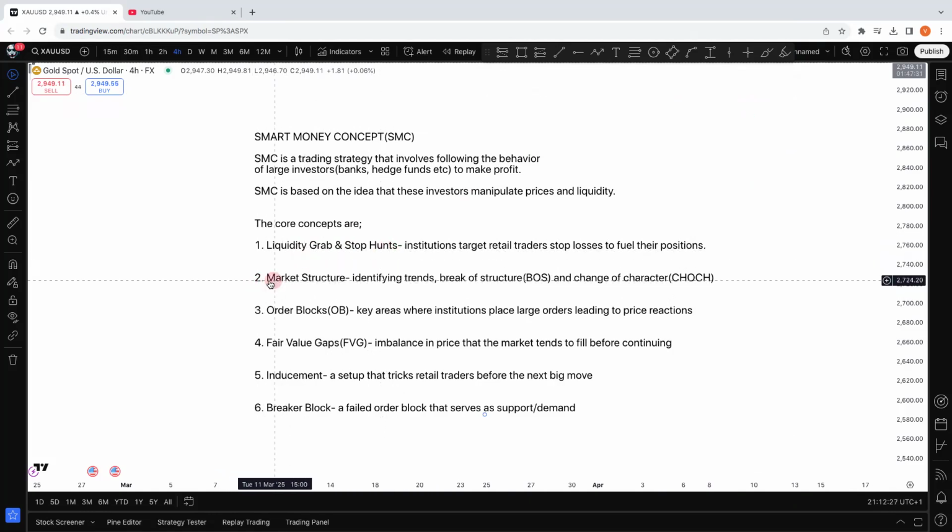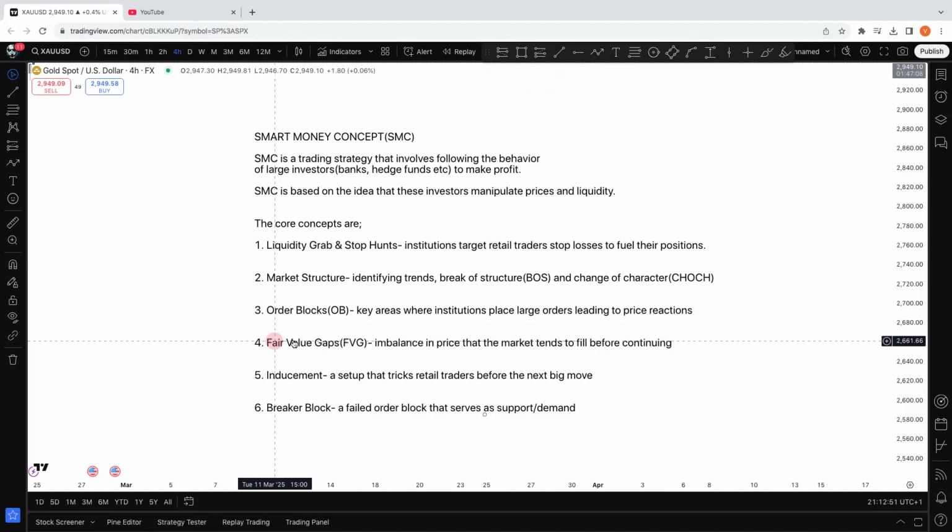Now, the next thing is market structure. Market structure is identifying the trends in the market, the breakout structure, the change of character, and the overall trend direction. The next thing here is order blocks. Order blocks are the key areas where institutions place large orders, leading to price reaction. Oftentimes, price reacts impulsively from order blocks.